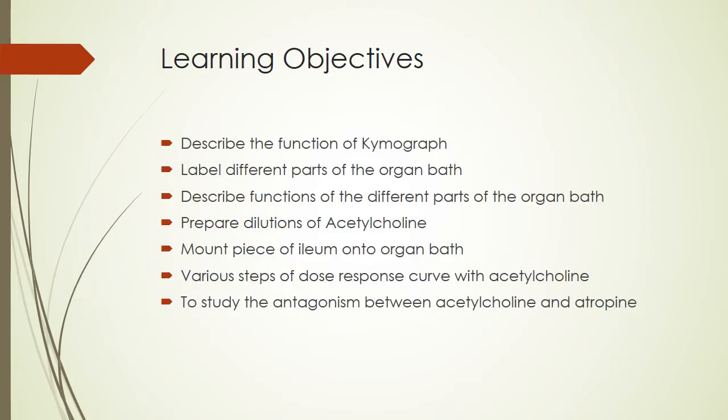Starting with the learning objectives, in this lecture we will study the function of the kymograph and define it, and learn the different parts of the organ bath and describe their functions. We will prepare dilutions of acetylcholine, mount a piece of ileum onto the organ bath, go through the steps of a dose response curve with acetylcholine, and study the antagonism between acetylcholine and atropine. That is basically the experiment that we did last time.